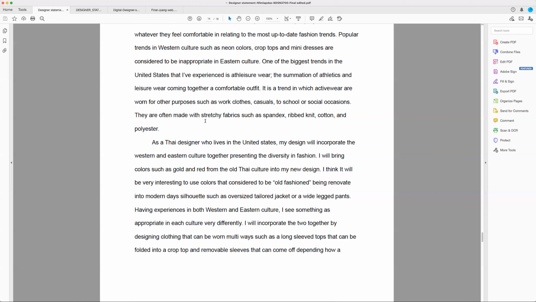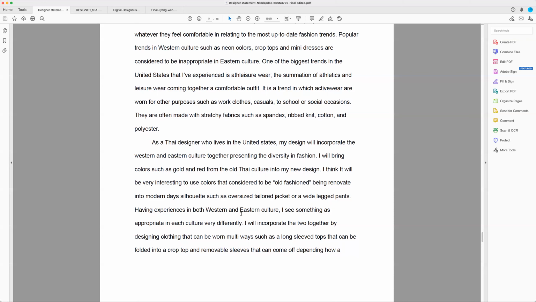As a Thai designer who lives in the United States, my designs will incorporate the Western and Eastern culture together, presenting diversity in fashion. I will bring colors such as gold and red from Thai culture into my design. I think it would be very interesting to use these colors that are considered to be old fashioned, being renovated into new modern silhouettes such as oversized tailored jackets and wide leg pants.